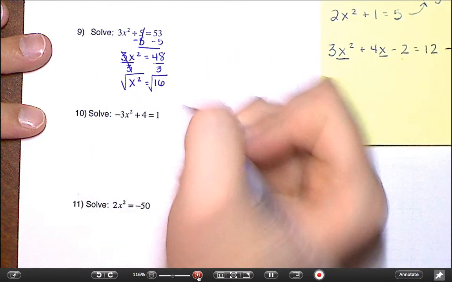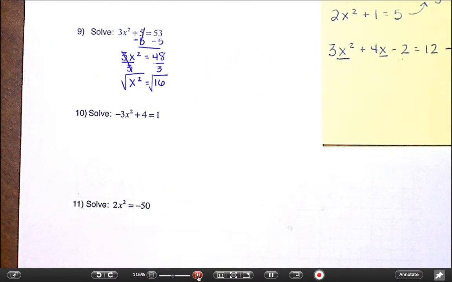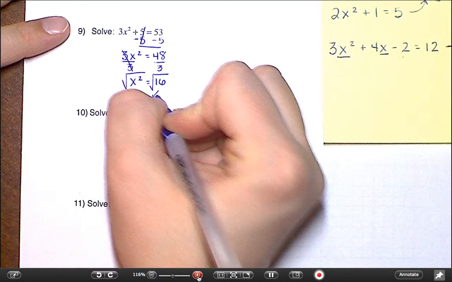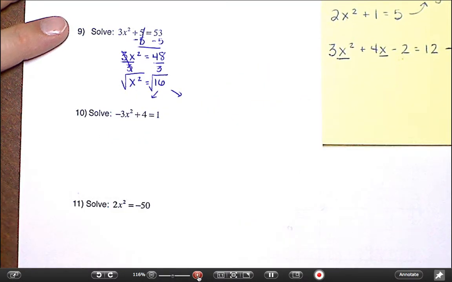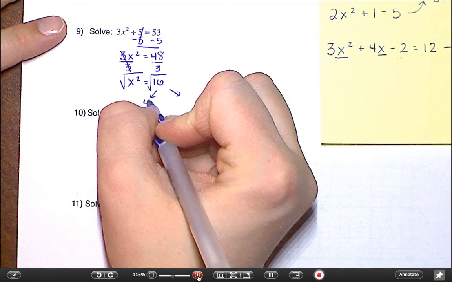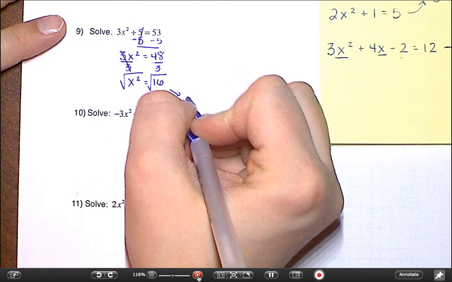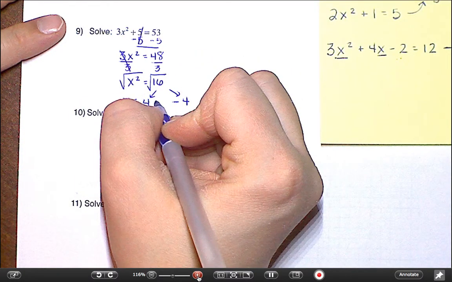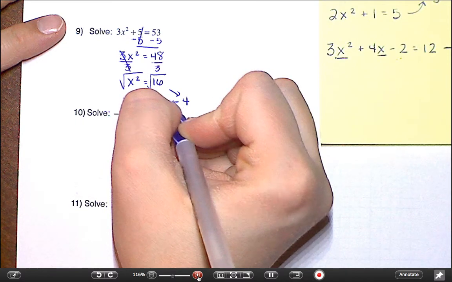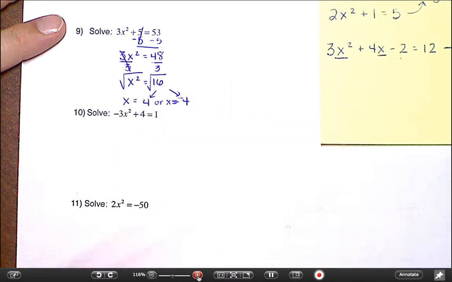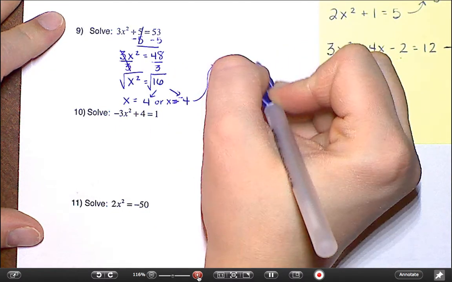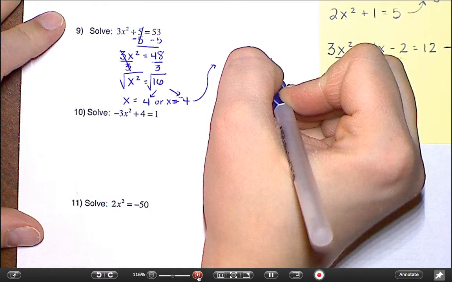This is the hardest part about this process. And maybe not hard, it's not difficult, but it's difficult to remember. People screw this up a lot. When I take a square root, I'm going to get two different solutions. The square root of 16 could be 4, and it could be negative 4. So that means, because the square root of x squared is x, x could equal 4, or x could equal negative 4. And the easier way to write this would be x equals plus or minus 4.